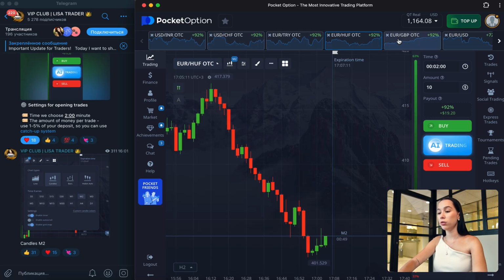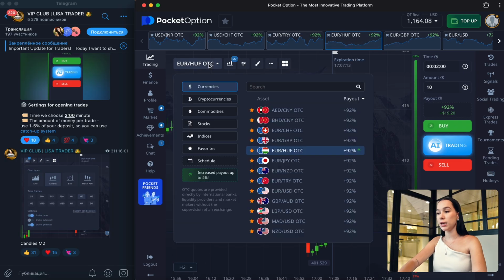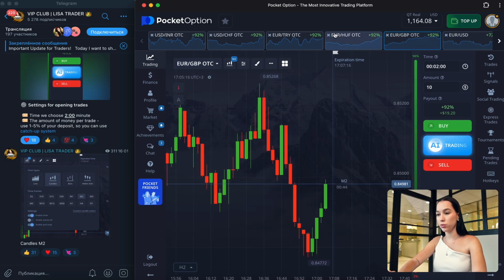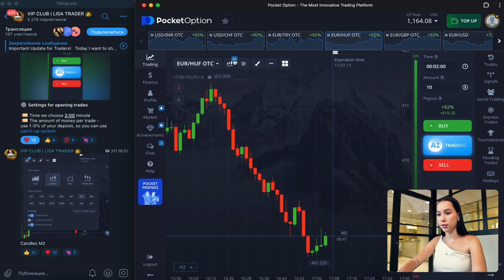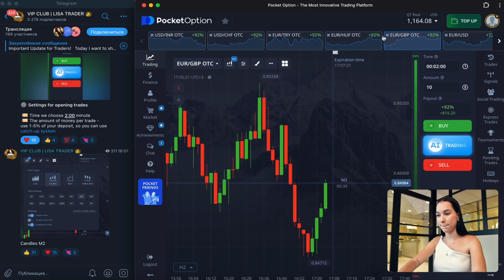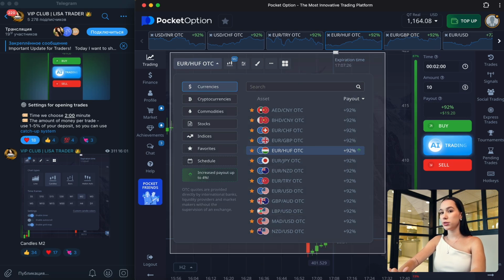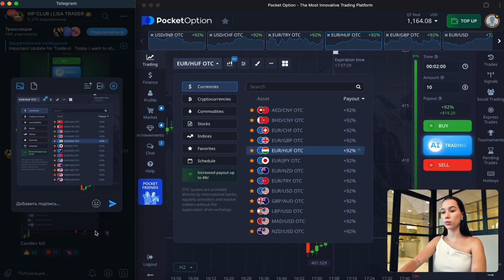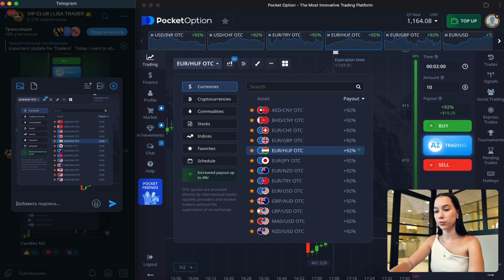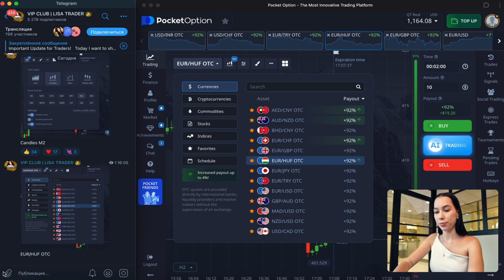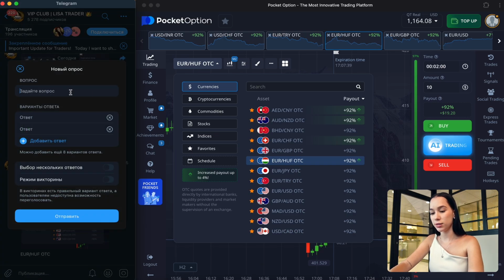Now I found a pretty good currency pair, and I'm going to send it to you. I'm actually choosing between two. They're not bad ones, definitely. So yeah, the payout there is 92%. Here it is. So I send you the currency pair in the chat, and I'm going to do a poll to see if you're ready or not. Are you ready? Yes or no?